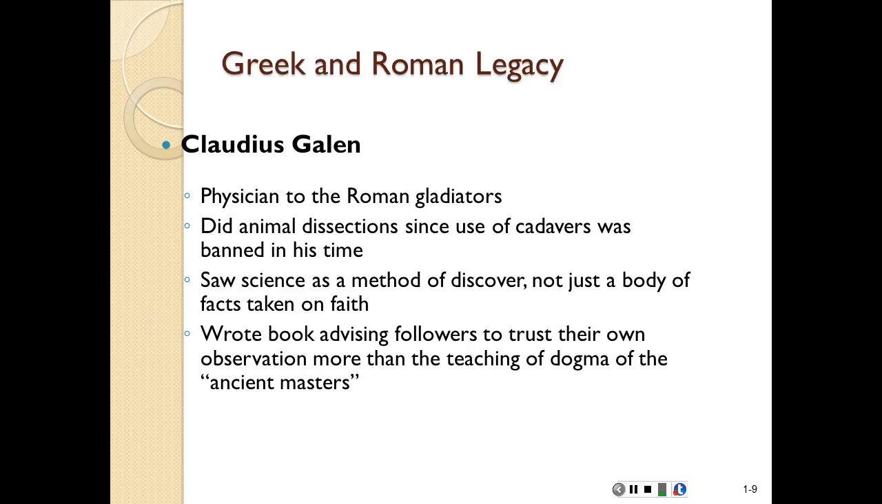He actually saw science as a method of discovery, not just a body of facts taken on faith. And he wrote a book advising followers to trust their own observation more than the dogma of the ancient masters, because he realized that a lot of the theories that the scientists prior to him were stating were incomplete or incorrect. And he decided it's better to dissect and observe on your own as opposed to just going off of what somebody says.